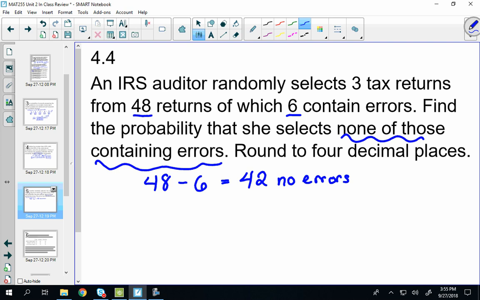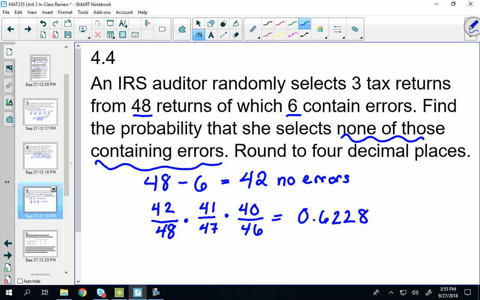So if I'm thinking about the probability that she selects none that have those errors, well, the probability the first time is 42 out of 48. But then the second time, there's only 41 left without errors and only 47 total tax returns. Same thing when I do 40 over 46, because it's none of those containing errors, they both go down. When I do that and round, I end up with 0.6228.